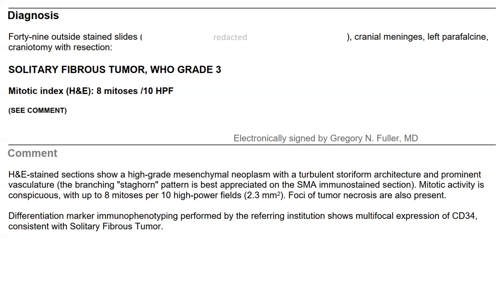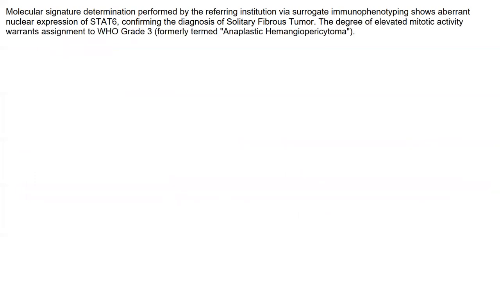All right. Differentiation marker, immunophenotyping. This is H&E, first paragraph. Differentiation marker, second paragraph. Molecular signature, third paragraph. Correlation with imaging, fourth paragraph. That is a typical format of my comments, my reports. Differentiation marker immunophenotyping performed for an institution shows multifocal expression of CD34 consistent with solitary fibrous tumor. Molecular signature determination performed for an institution via surrogate immunophenotyping shows aberrant nuclear expression of STAT6 confirming the diagnosis of solitary fibrous tumor. All right, the degree of elevated mitotic activity warrants assignment to WHO grade 3, formerly termed anaplastic hemangiopericytoma. So there it is. All right, there's an homage, a nod to the past.